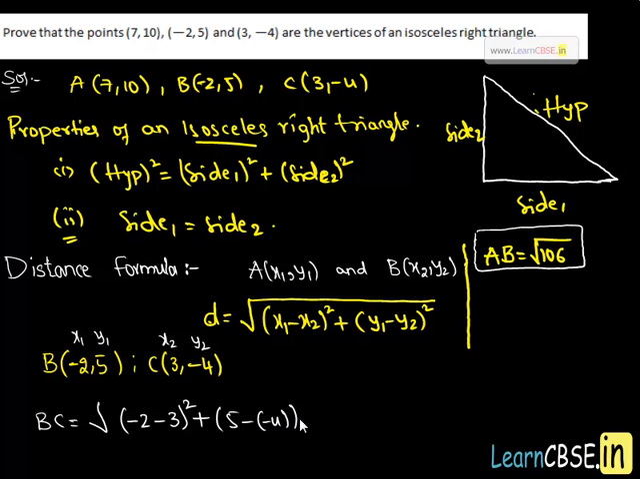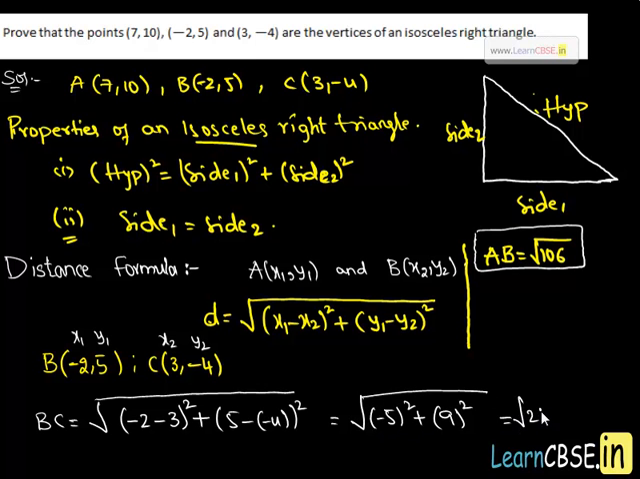Here we must be very careful while applying the distance formula. It is because a small change in plus or minus will bring a difference in the answer. Therefore, we have -2 minus 3 is -5 whole square and 5 minus of -4 is +4. Therefore, 5 plus 4 is 9 whole square. -5 whole square is 25 and 9 whole square is 81. Therefore, sum of 25 and 81 is 106. So we have the length of side BC is under root 106.